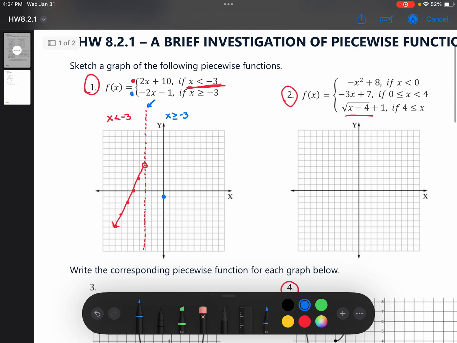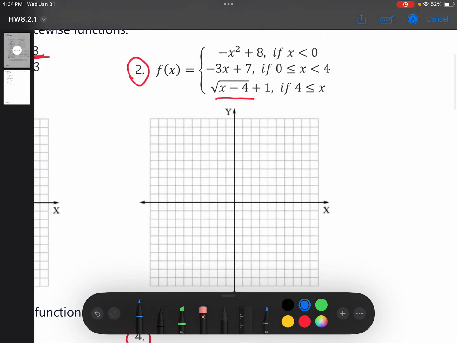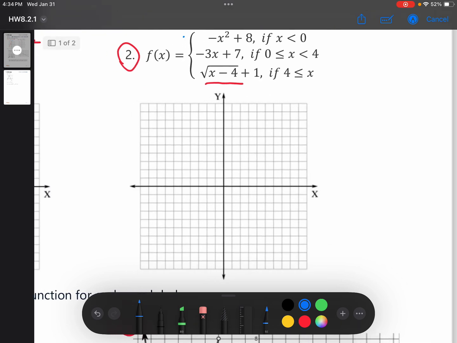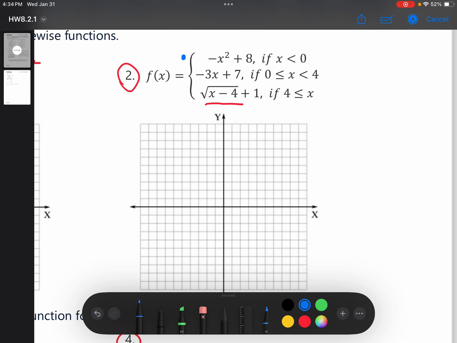All right, so let's move on to number 2. Number 2, I may do a little bit more just because it's been a while since you graphed some of these. So remember, you're going to graph -x squared plus 8 on the left side of the graph. Let's do the colors here again. I'm going to draw a dotted line here. This part right here, you're going to just graph on the left side of 0 because x is less than 0. And then you're going to graph -3x minus 7.